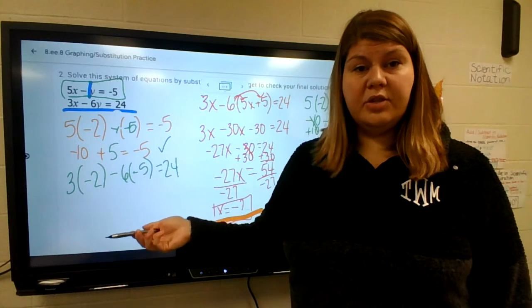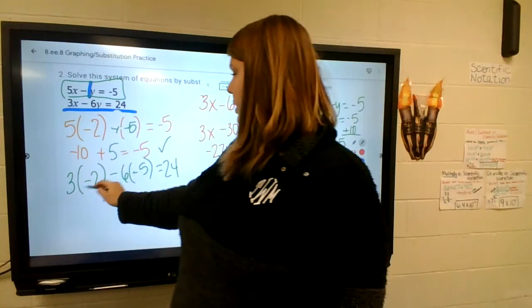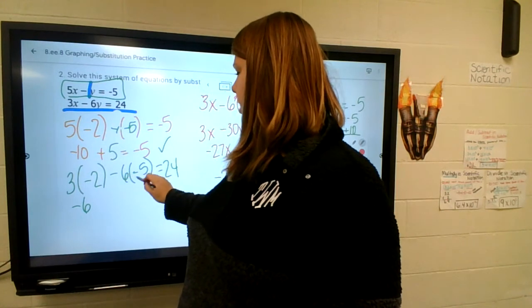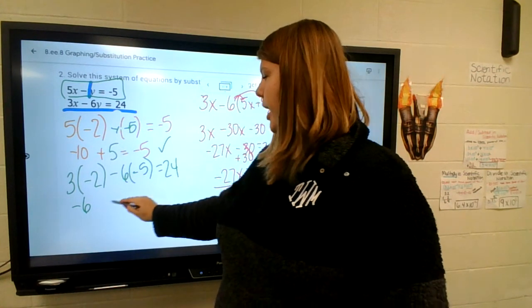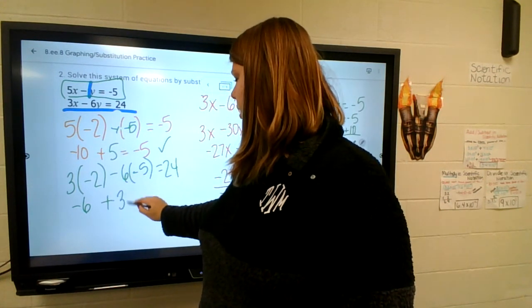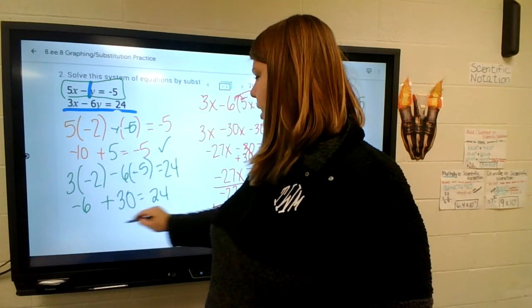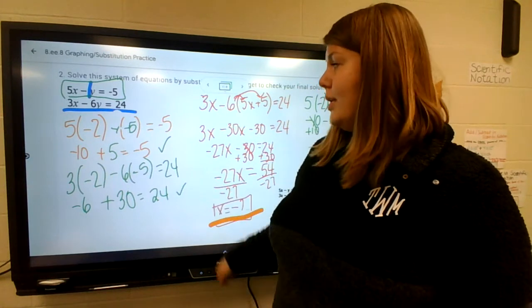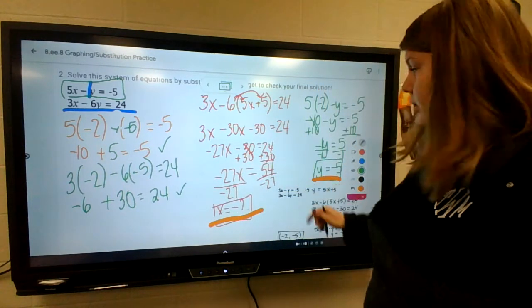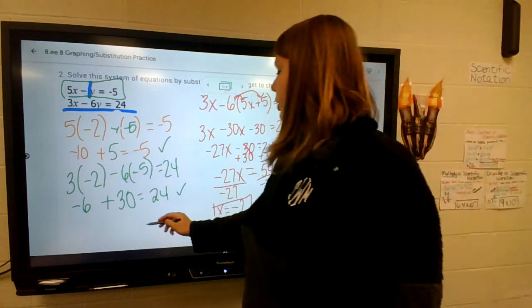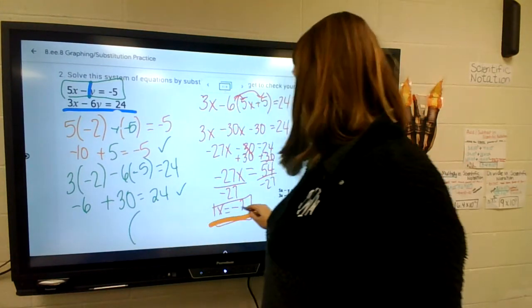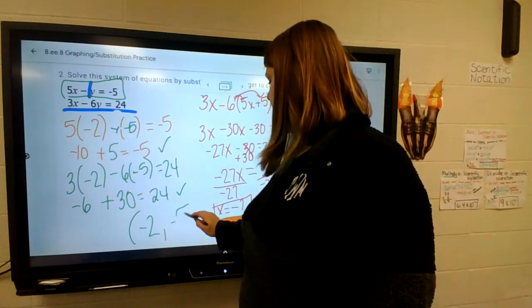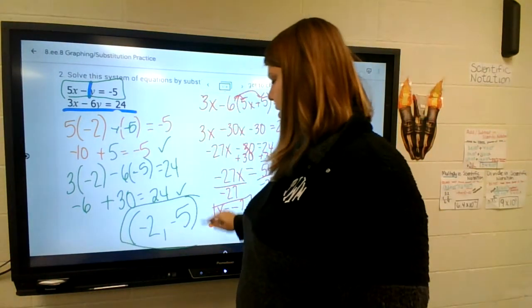Okay, now I need to check to make sure that this is going to work out. So this gives me a negative 6 here to multiply. Negative 6 times negative 5 is going to give me a positive, so a plus 30 equals 24. Does negative 6 plus 30 give me a positive 24? Well, it does. So now that I've adjusted and I checked my solution, my final ordered pair is going to be negative 2, negative 5. Okay, make sure to put it as an ordered pair.